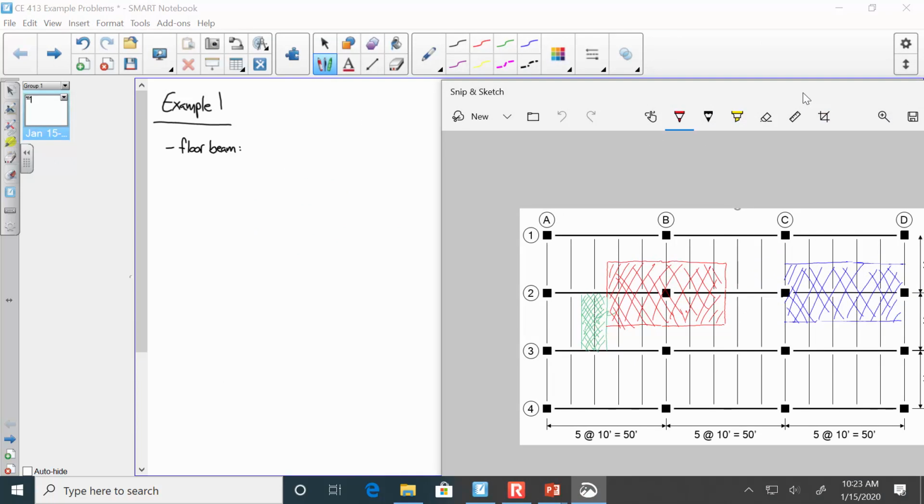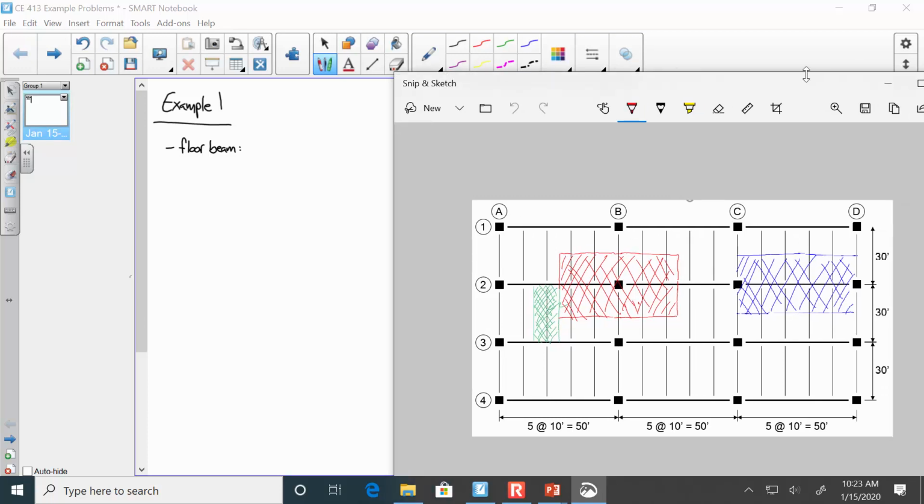Okay, so we're looking at one of the floor beams. Somebody help me out. How long are the floor beams, the interior floor beams inside the building? 30 feet. They're 30 foot long. Okay, so we got a 30 foot long beam.